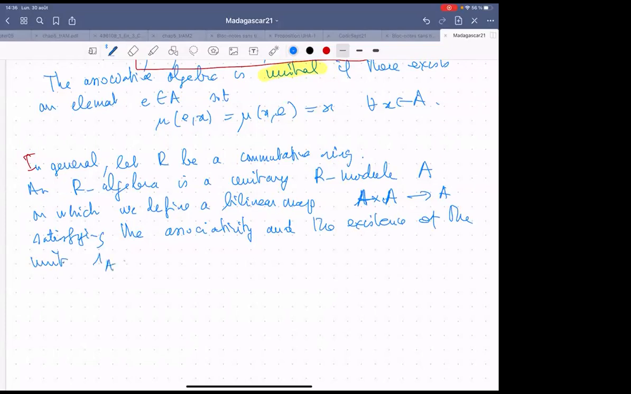It's denoted by 1A. Then we can remark that if we have this, then every R algebra is a unitary ring. And the bilinearity of the multiplication is equivalent to the right and left distributivity.